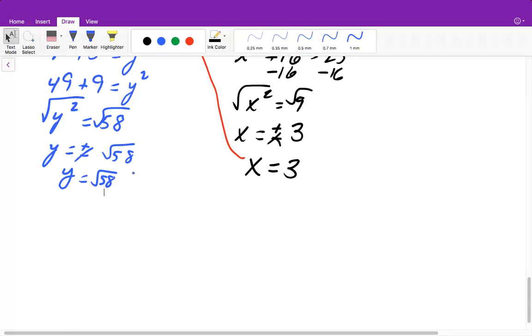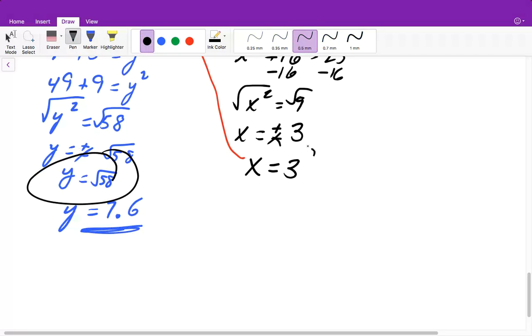Or if we ask you to do this and round it instead of simplest radical form, you would then just take the square root of 58, and that will give you 7.6. So y is then equal to 7.6. So if I asked you to round it to the tenth, you would round it here. If not, your final answers would be y is equal to the square root of 58 and x is equal to 3.